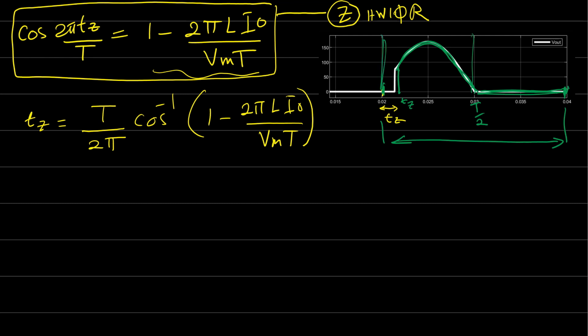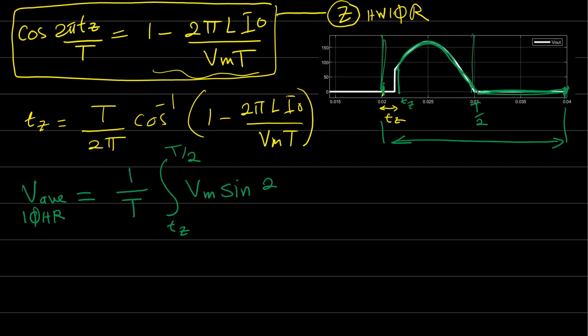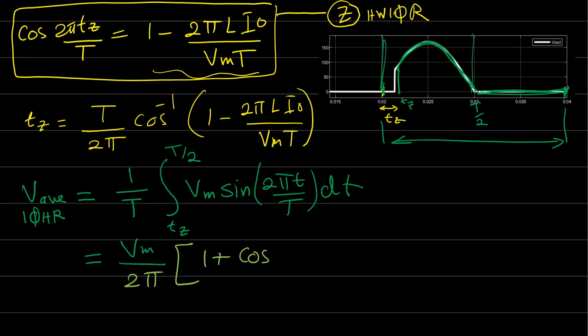So the average voltage here is V average for the single phase half wave rectifier, the integration from Tz until T over 2, but here we'll divide by the whole period T, for V maximum sine 2 pi t over T dt. And this value is equal to V maximum over 2 pi times 1 plus cosine 2 pi Tz over T.